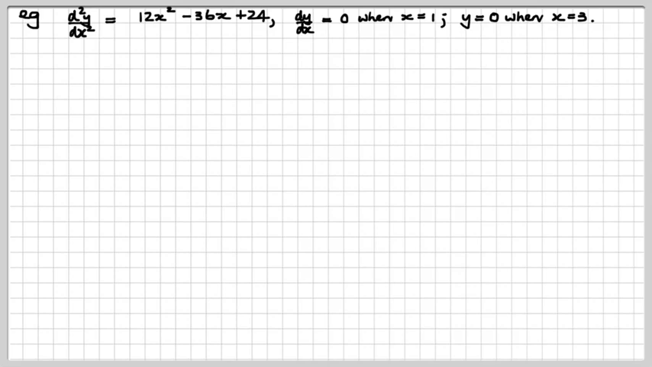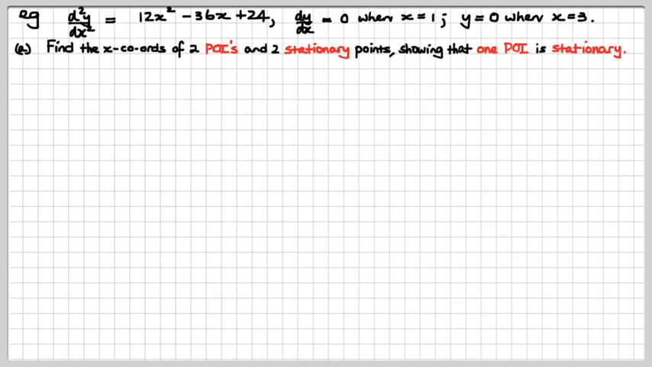Now in this question here, we've got d2y dx squared equals 12x squared minus 36x plus 24. And we've got dy dx equals 0 when x is 1 and y is 0 when x is 3. They're our boundary conditions. And let's keep going. We've got to find the x-coordinates of 2 POIs and 2 stationary points, showing that one POI is stationary. That's the first thing we've got to find.